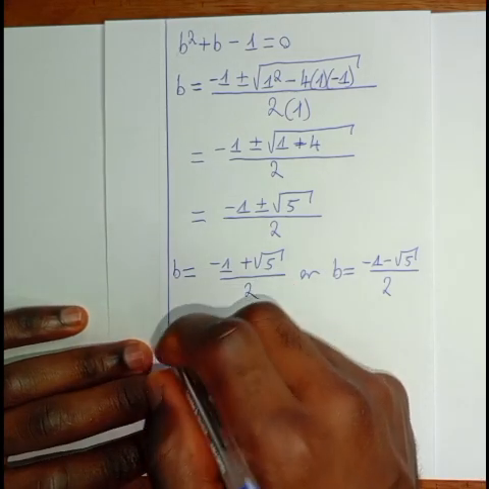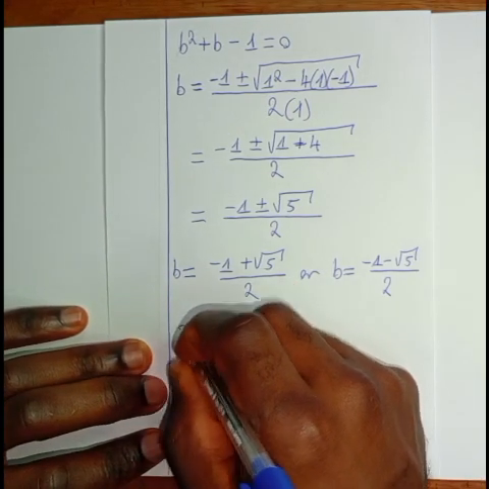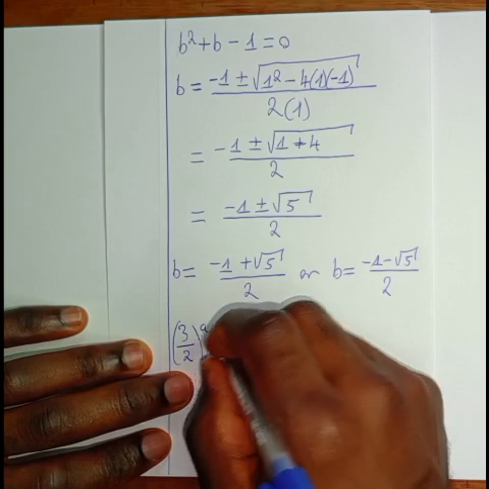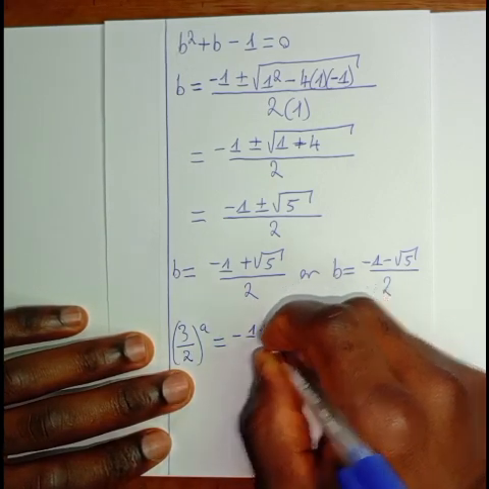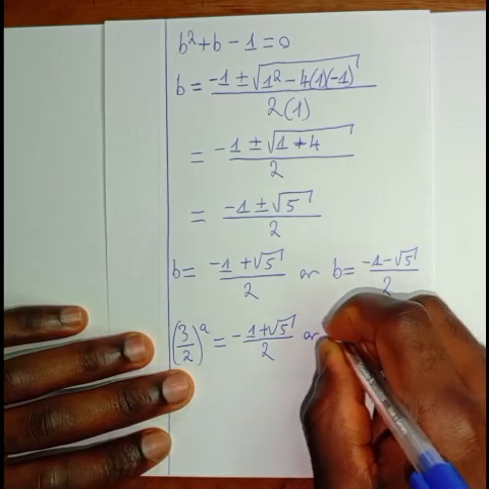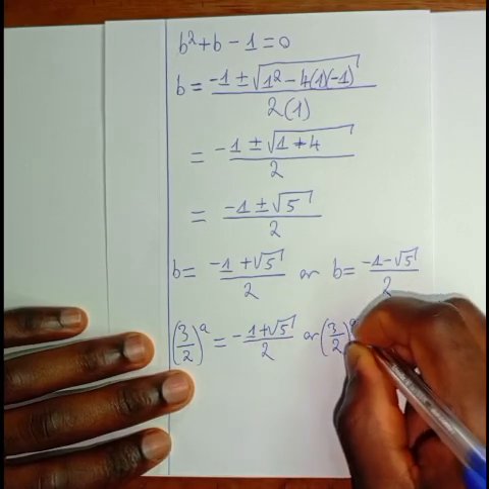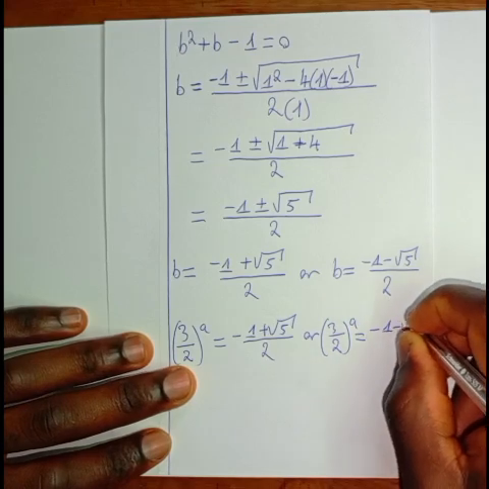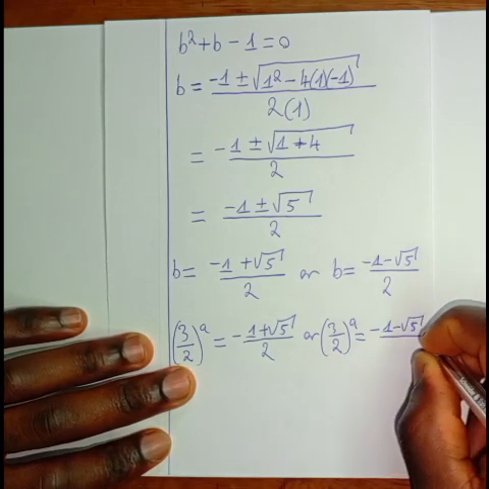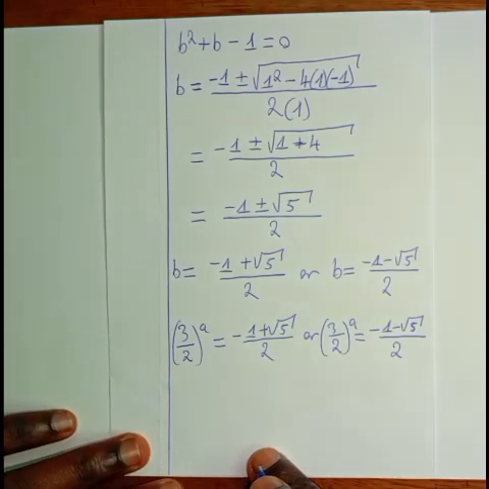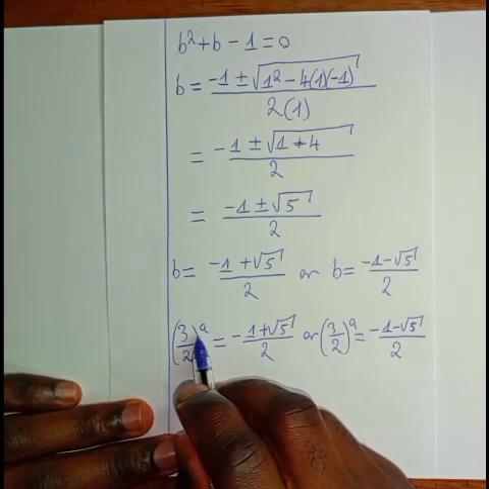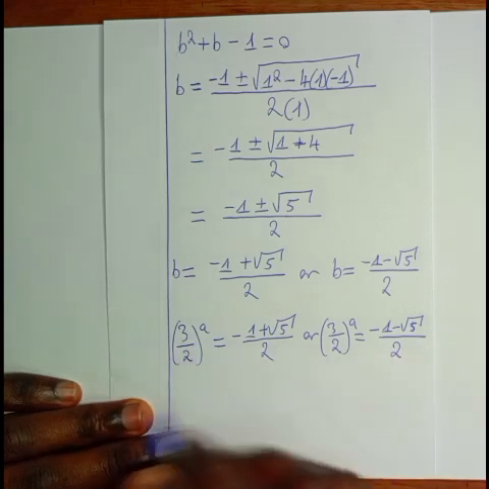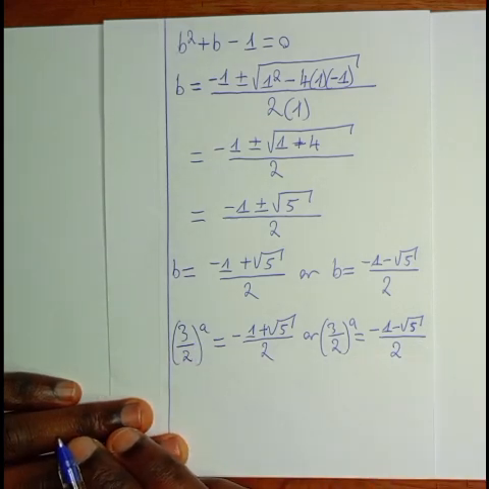Remember, b is simply equal to 3 over 2 raised to the power e. So 3 over 2 raised to the power e is equal to -1 plus root 5 on 2, or 3 over 2, all this raised to the power e is equal to -1 minus root 5, all this over 2. Next, for us to get e, we are going to take log on both sides. We are going to take log to the base 10.